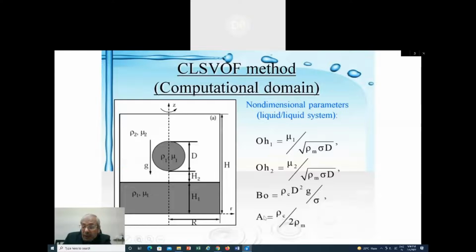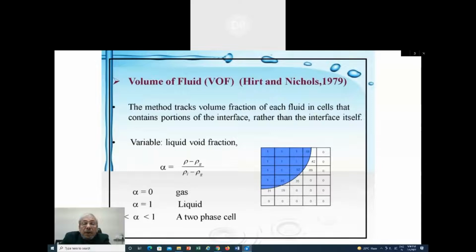Now, when we analyze such flows, the major tool that is used is called the volume of fluid method. Volume of fluid method is basically advection of volume fraction of the liquid through the media. The liquid void fraction, which may also be called volume fraction, is (rho minus rho g) divided by (rho l minus rho g), where rho g is the density of gas and rho l is the density of liquid.